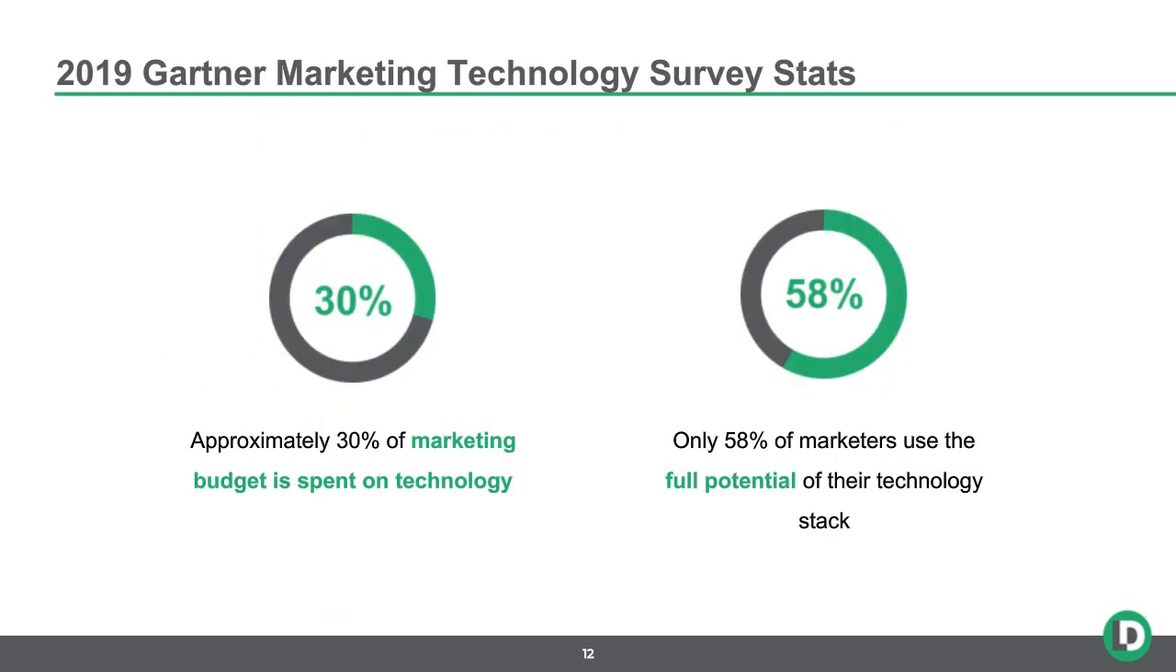All right, so I wanted to dig up some stats on technology usage, and Gartner conducted a marketing technology survey last year, and they just published the results in 2020. So let's walk through a few of these. The first one is 30%. So approximately 30% of marketing budget is spent on technology. That's almost a third. And that just goes to show, right, that it is critical that you have the right technology in order to get the right ROI from your campaigns.